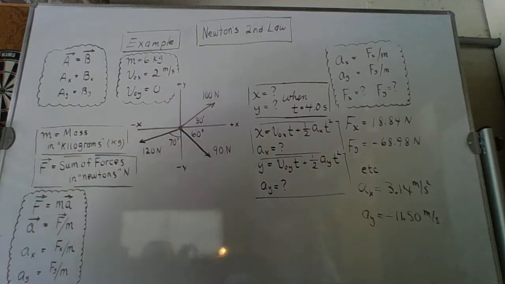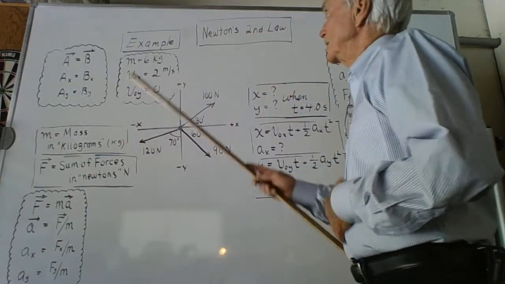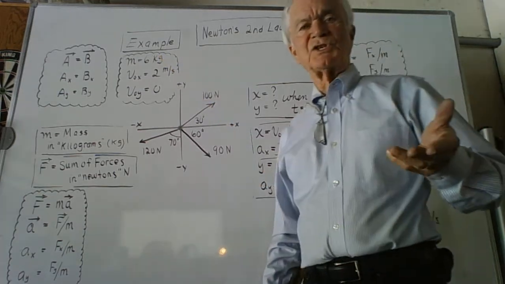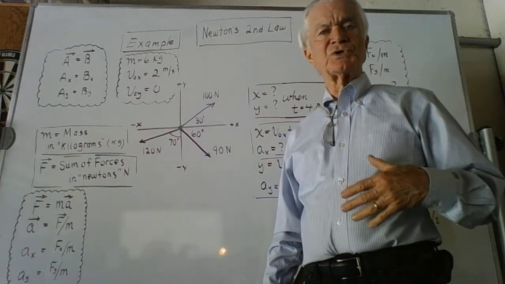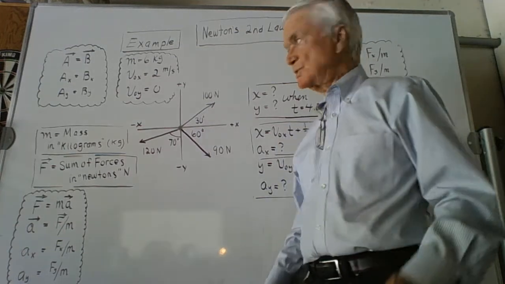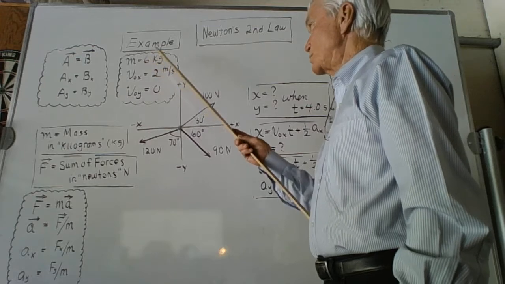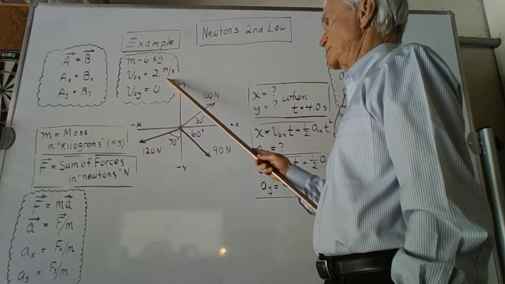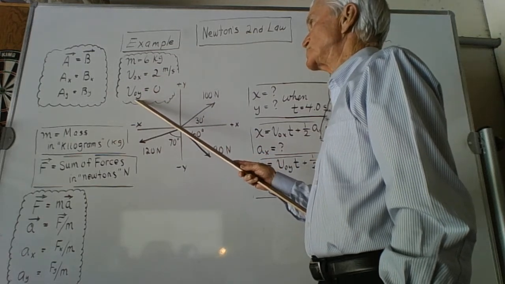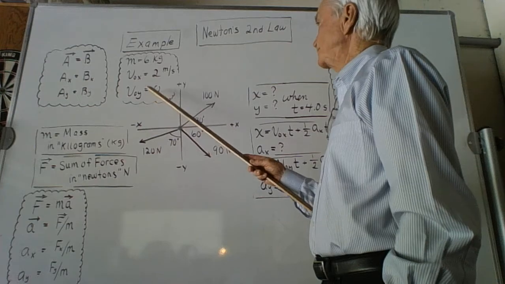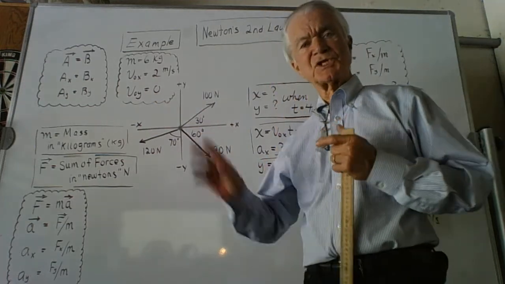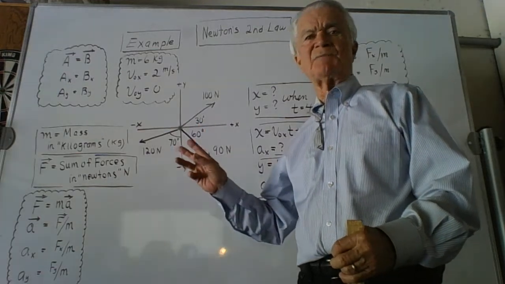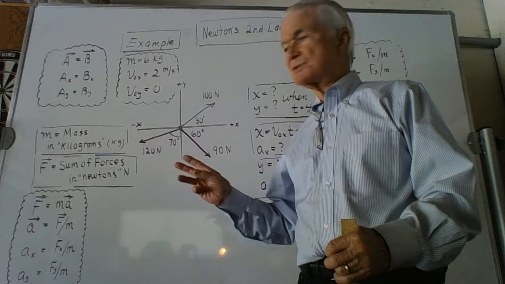Let's work a sample problem. We have an object of mass m equals 6 kilograms. Wherever it is now, imagine it's at the origin of our xy coordinate system. At the moment we look at it, its x component of initial velocity is 2 meters per second. The y component of initial velocity is 0. There are 3 forces at this moment acting on this object and will continue to act on the object, pointing in the same directions with the same magnitudes.